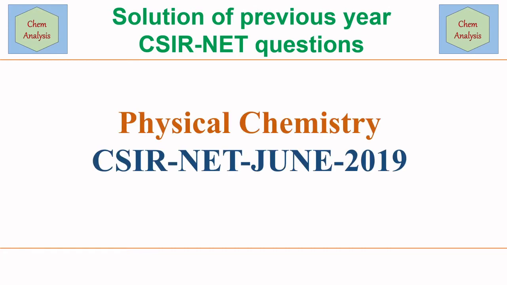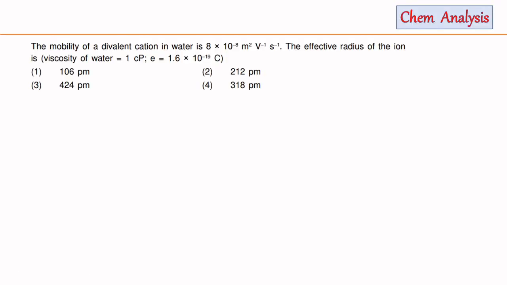In this video, I will solve previous year physical chemistry questions that were asked for 2 marks in June 2019 CSIR NET, and here I will solve 11 2-marker questions. So without further delay, let's start this discussion.